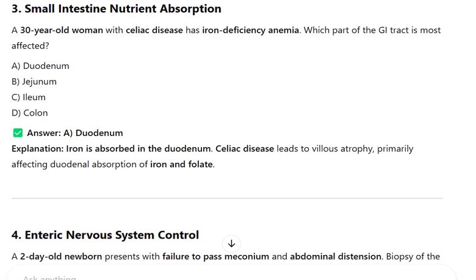Duodenum. Iron is absorbed in the duodenum. Celiac disease leads to villus atrophy, primarily affecting duodenal absorption of iron and folate.